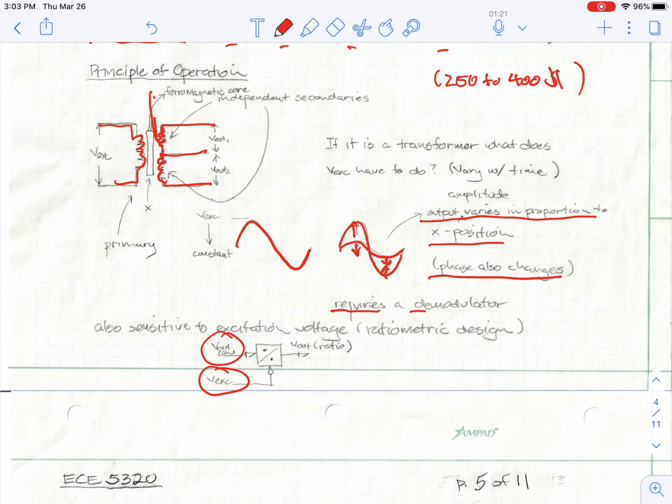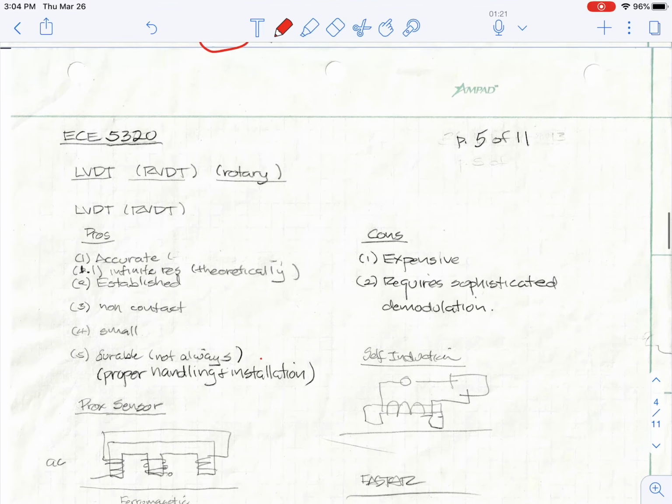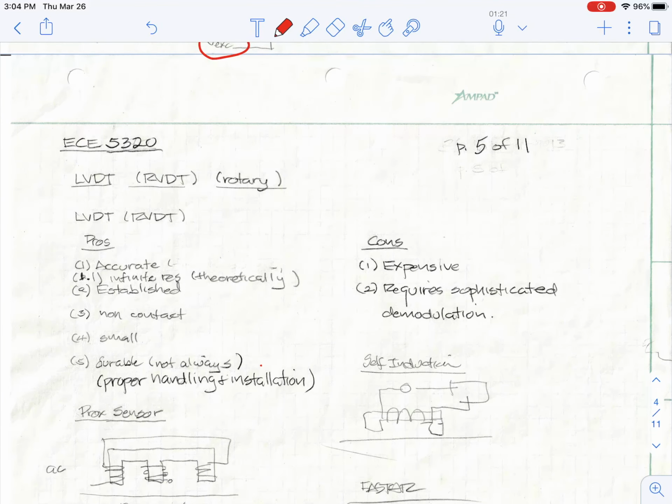Now, since this is a modulated AC signal, it requires a demodulator to work with. Analog Devices makes a nice one that's all on one chip, and it works very well. And so if you're going to use those, you might consider using these. The rotary version of this is called a rotary variable differential transformer, and it measures angles.